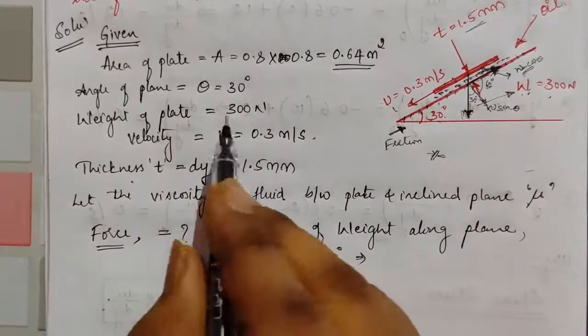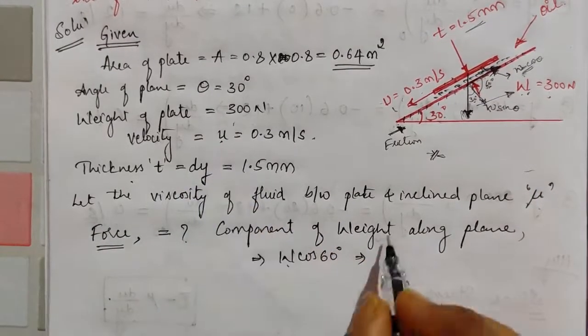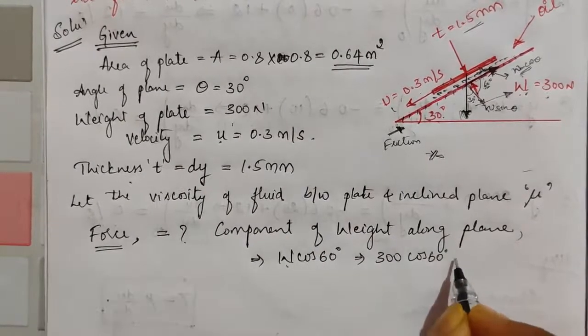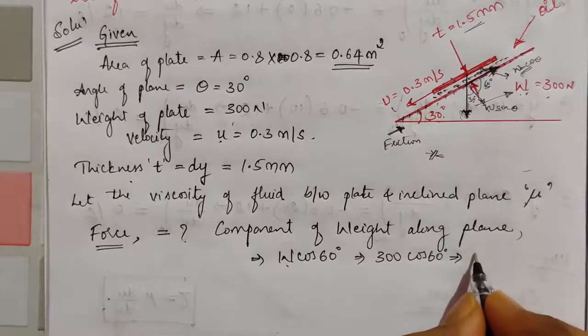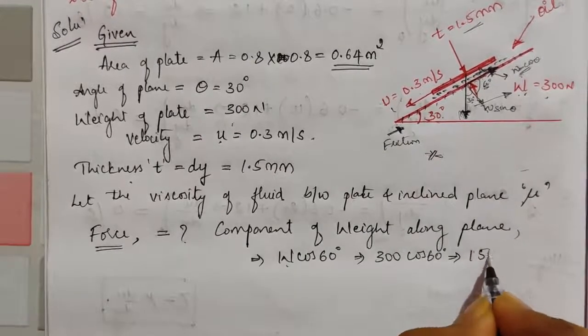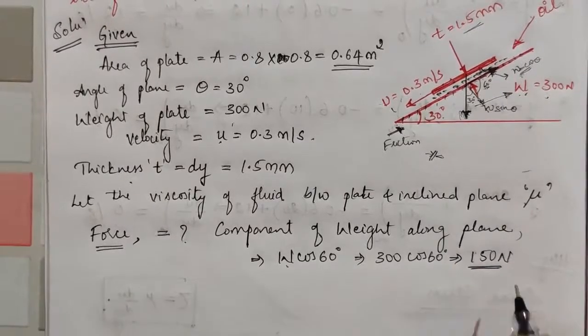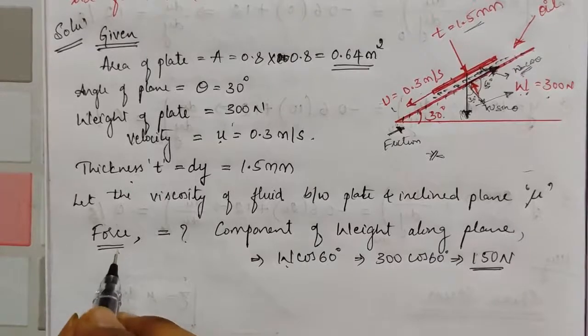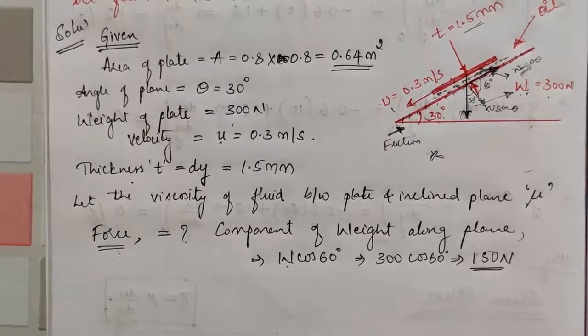What is W? W is nothing but 300 Newton. So 300 cos 60 degree. Cos 60 is what? 0.5. So 0.5 into 300 is 150 Newton. So this 150 Newton is nothing but your force. Okay.